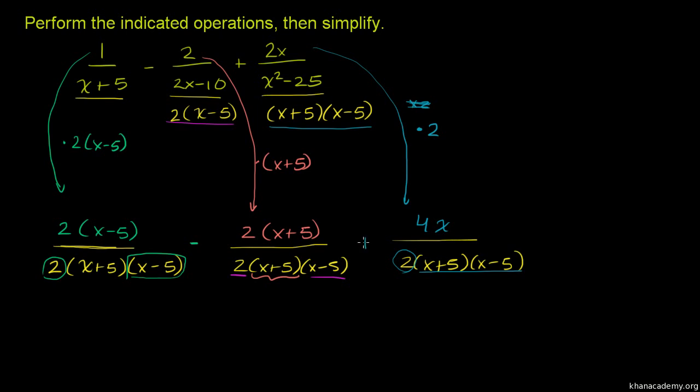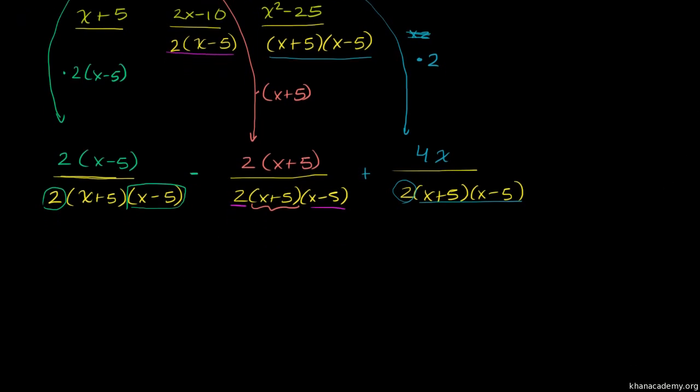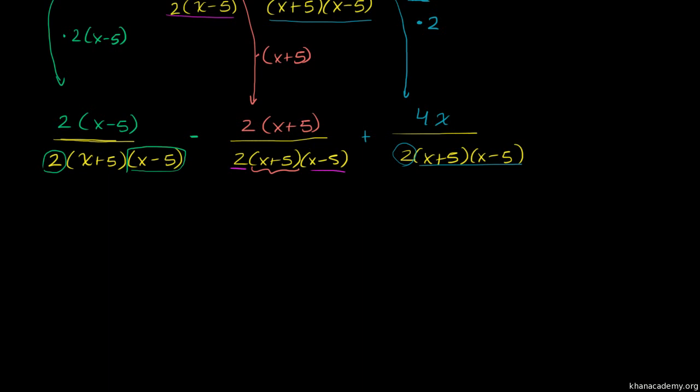And of course, there was a positive out here. So we are now ready to do our adding and subtracting. And we could view this, just for simplicity, to make it clear: subtracting this thing is the same thing as adding the negative of it. And that makes it a little bit simpler. So let's put our common denominator down.